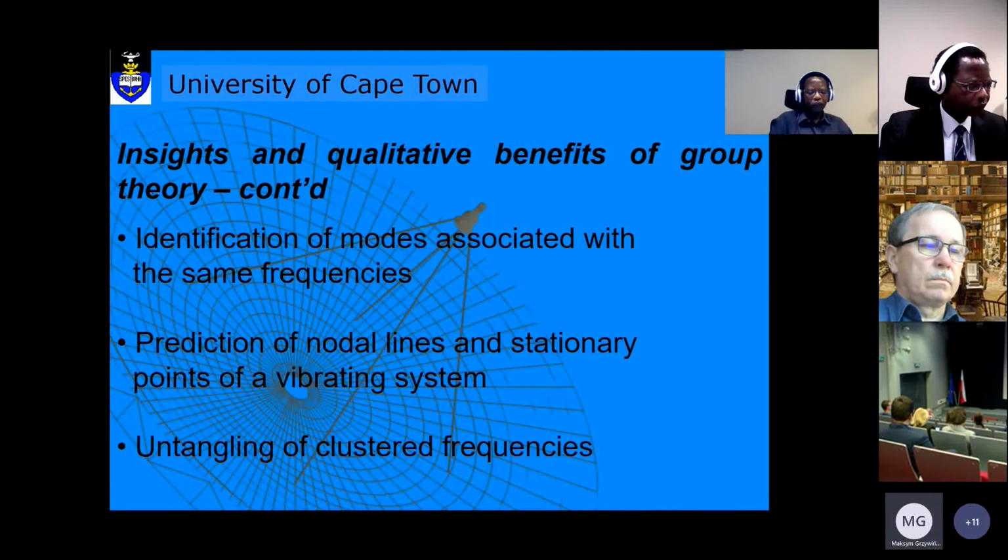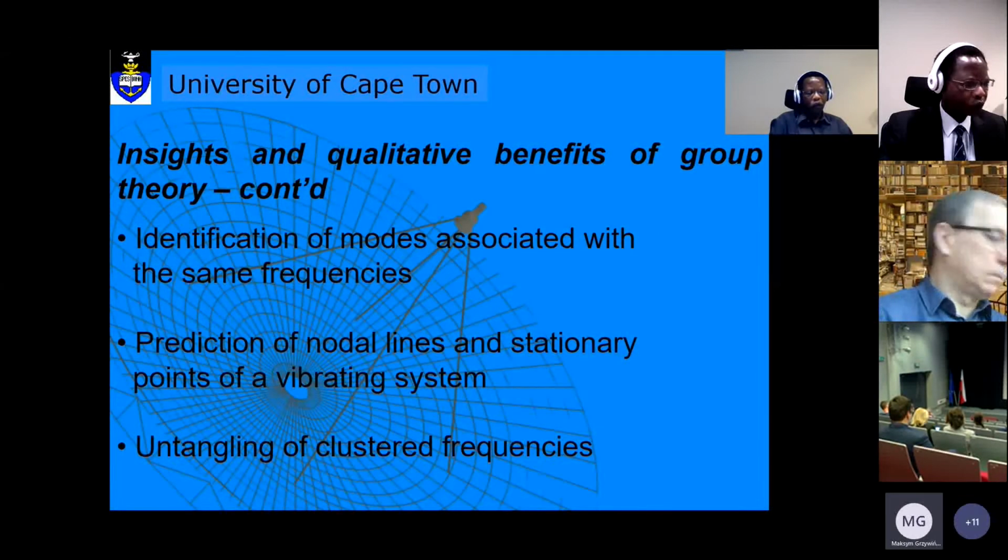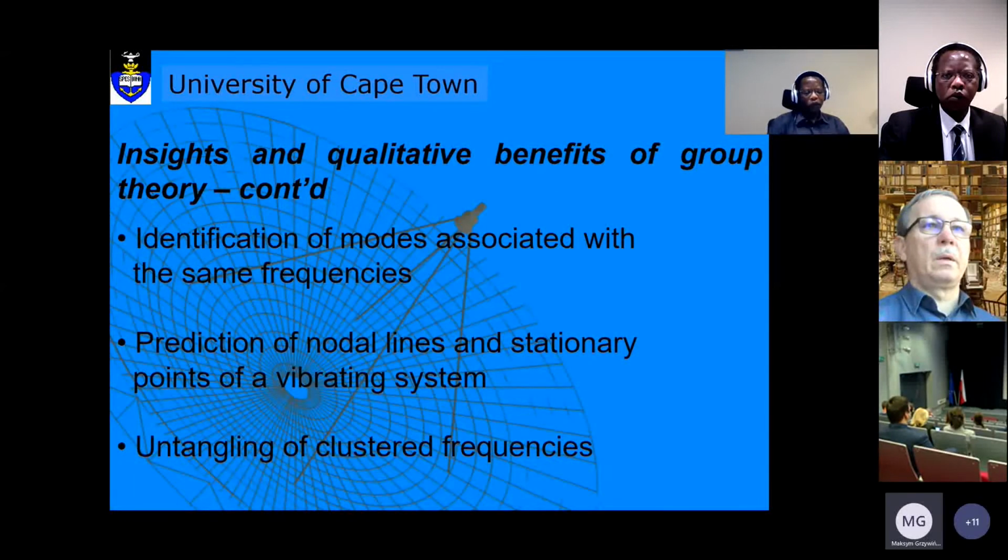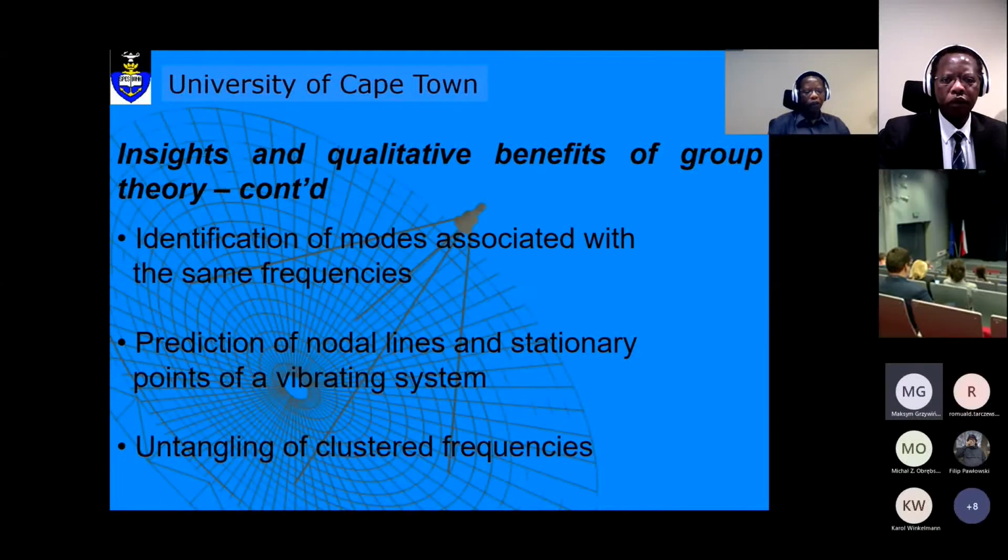In conclusion, this presentation has outlined the basic concepts of group theory as applied to problems with symmetry in structural mechanics. We've also explained the key steps of the group theoretic computational procedure by reference to free vibration analysis. Not only does group theory reduce computational effort, but it also affords useful insights on the vibration properties of the system before any detailed computations are performed.